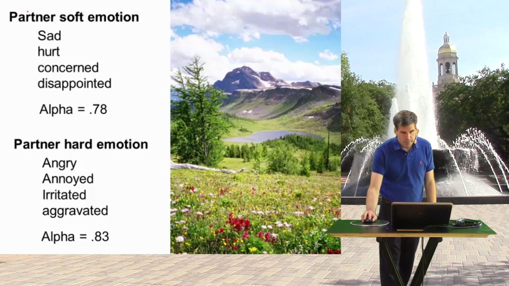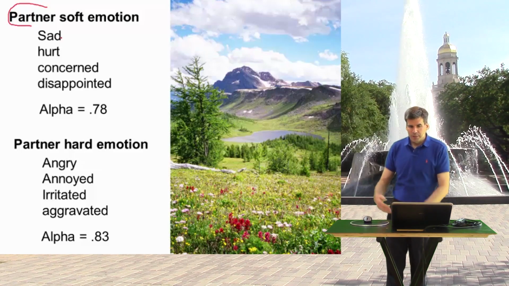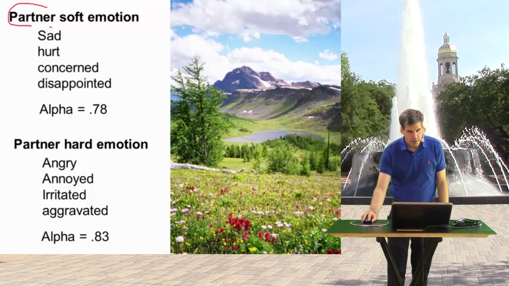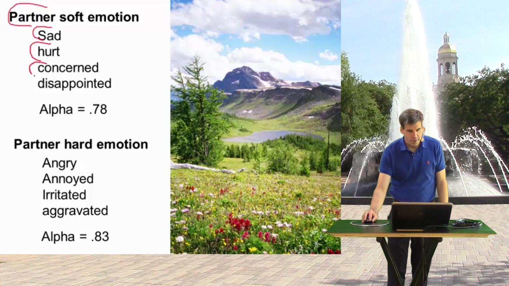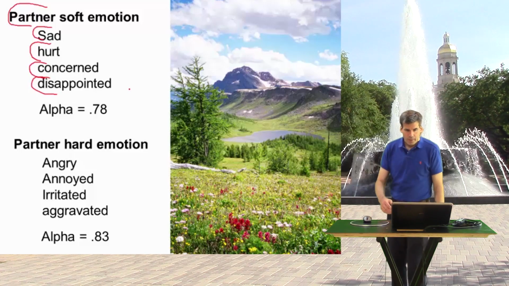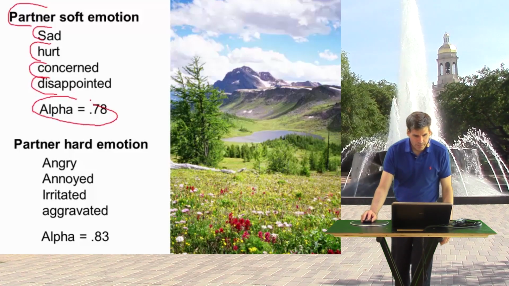So I have measures of partner soft emotion. It's actually a 4-item scale rating the extent to which, in this particular conflict we identified: Did your partner appear sad? Did your partner appear hurt? Did your partner appear concerned? And did your partner appear disappointed? 4 items. We had adequate reliability, alpha was 0.78.